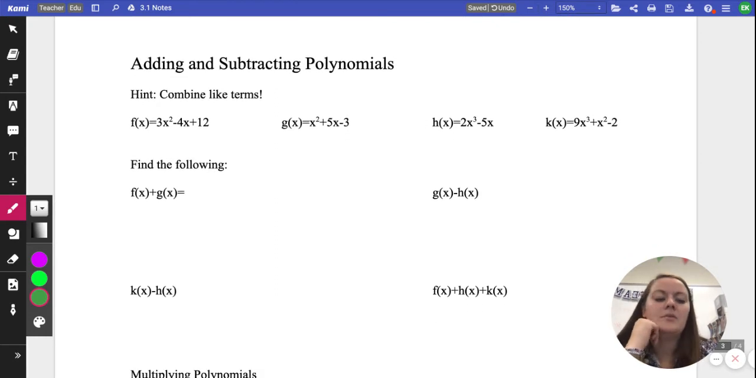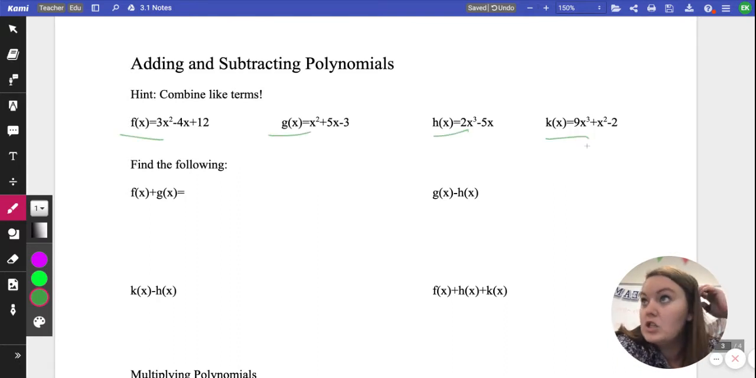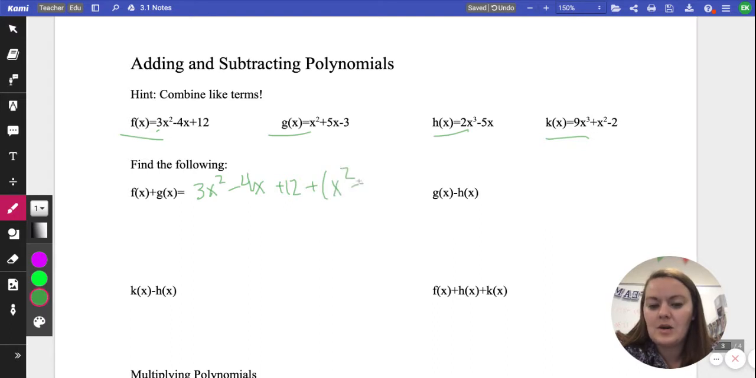Okay, now we're going to practice adding and subtracting polynomials. So basically all I have to do is combine like terms. So combine all the x squareds together, combine all the x's, all the numbers, etc. So here are functions, f of x, g of x, h of x, and k of x. To add f of x plus g of x, we're going to add these together. 3x squared minus 4x plus 12 plus g of x, x squared plus 5x minus 3.